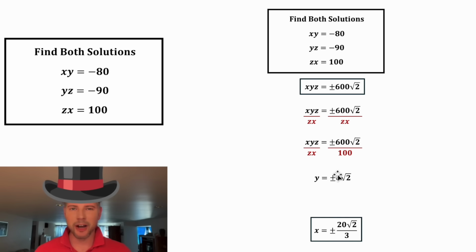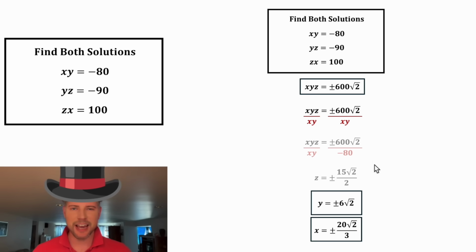And now we have our two possible values for y, plus or minus 6 root 2. Let's put a box around this, bring it down, and basically do the exact same thing for z. We can divide both sides of this equation by xy, and then up here we saw that xy is equal to negative 80, so for this xy, let's plug in negative 80.